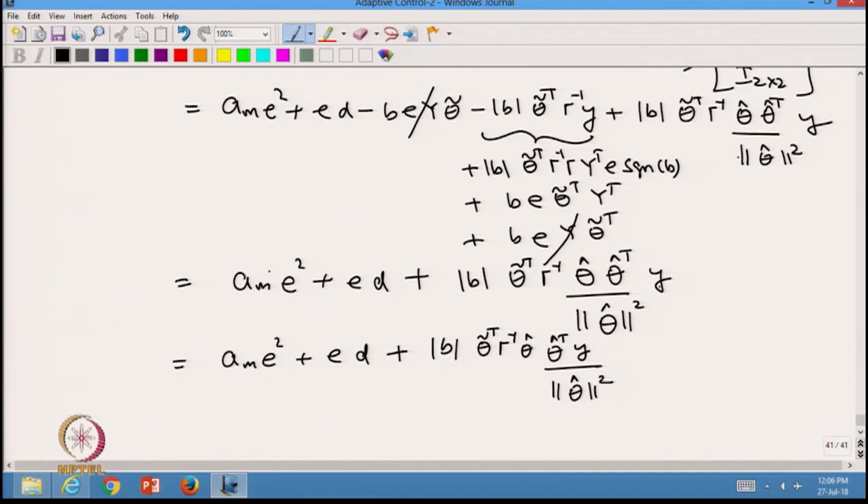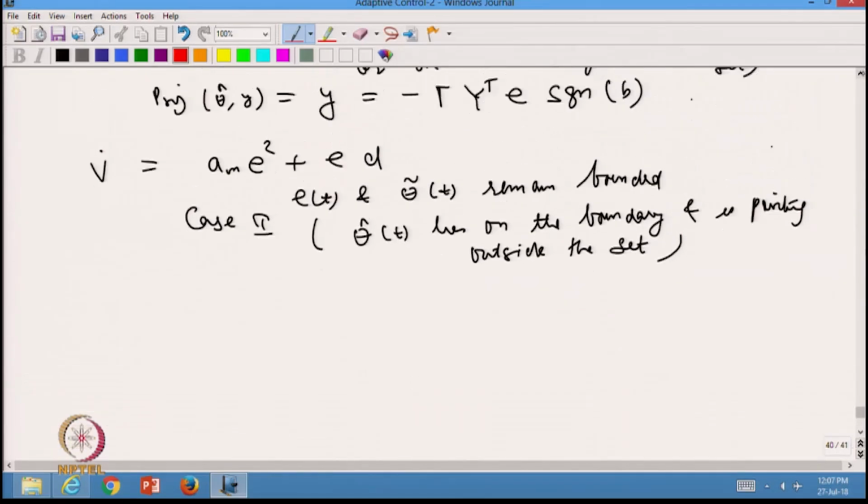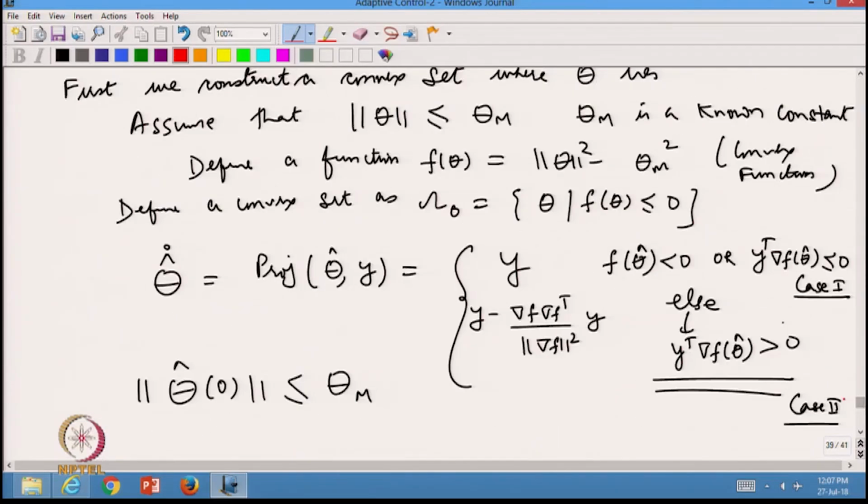Now we break it down into two terms, this term and this term. Now if you look at the second term, this term, this is case 2. So in case 2, if we go back, we see that for case 2 we had considered that y transpose gradient of f of theta hat is greater than 0.